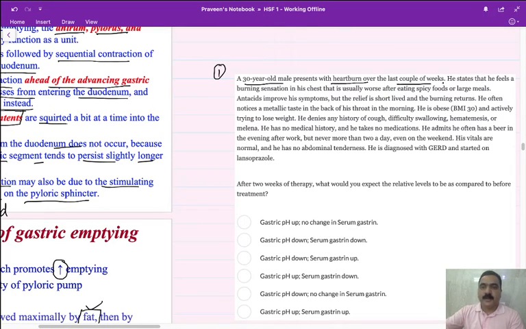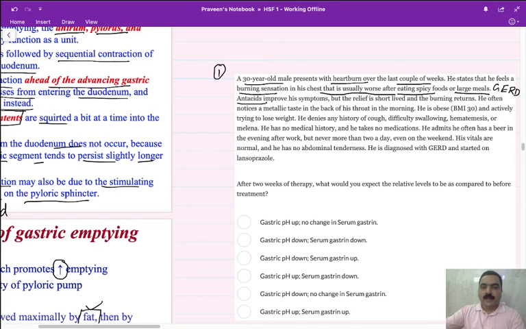He states that he feels a burning sensation in his chest that is usually worse after eating spicy foods and large meals. Okay, so what is the problem in the spicy meals and large meals? It will cause the reflux. So this is describing the GERD, the gastroesophageal reflux disease, GERD, they are describing it over here.